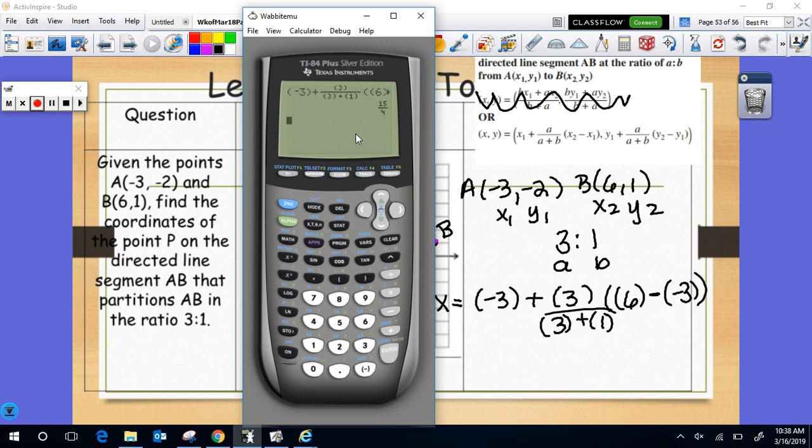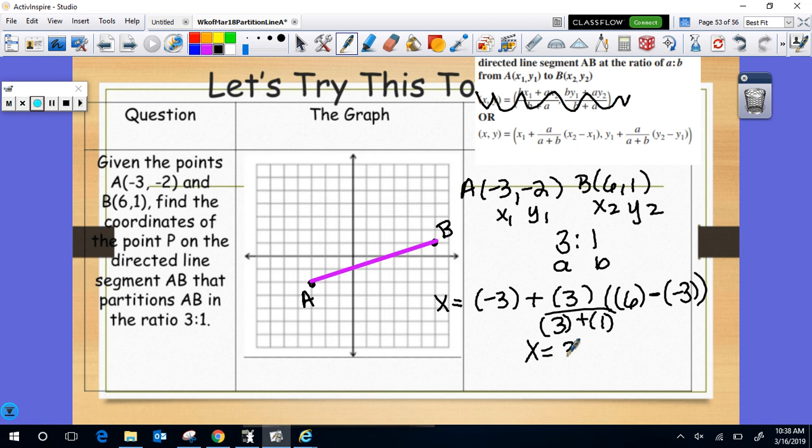Alright, so this is 15 over 4. And I'm going to change that into a decimal because it doesn't help to have it as a fraction on the coordinate plane. So x is going to be equal to 3.75.